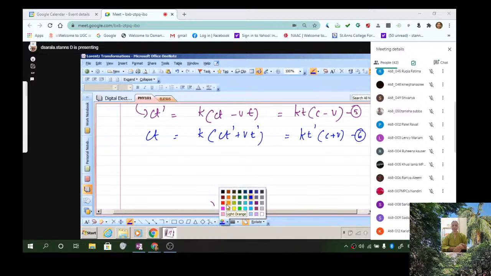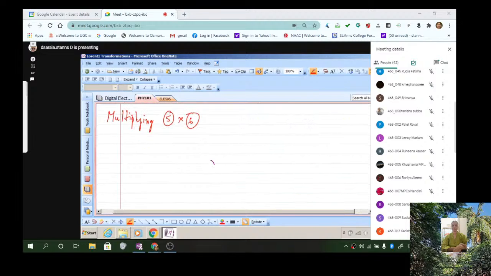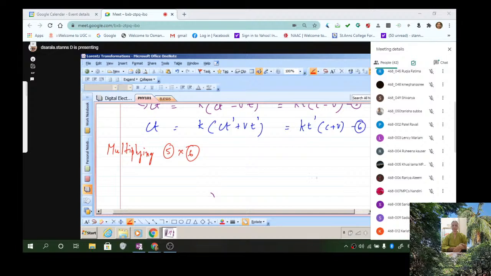Now you have developed two more equations. Multiplying 5 and 6. I am doing the mathematical part. Just copy down the mathematical equations. Let us see the significance of these mathematical equations in a few steps more.